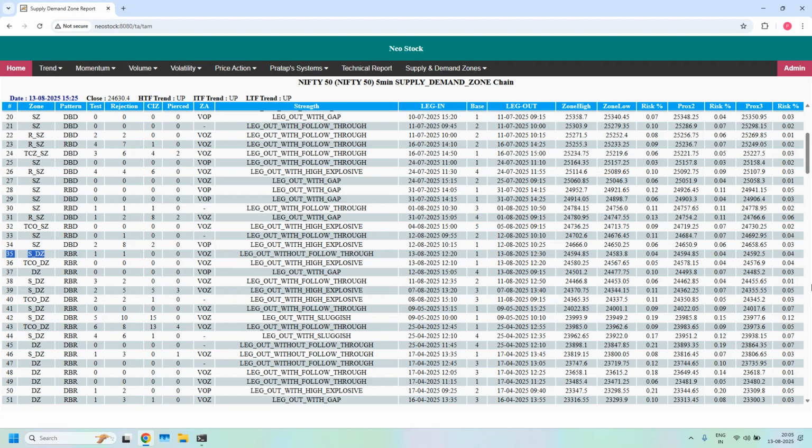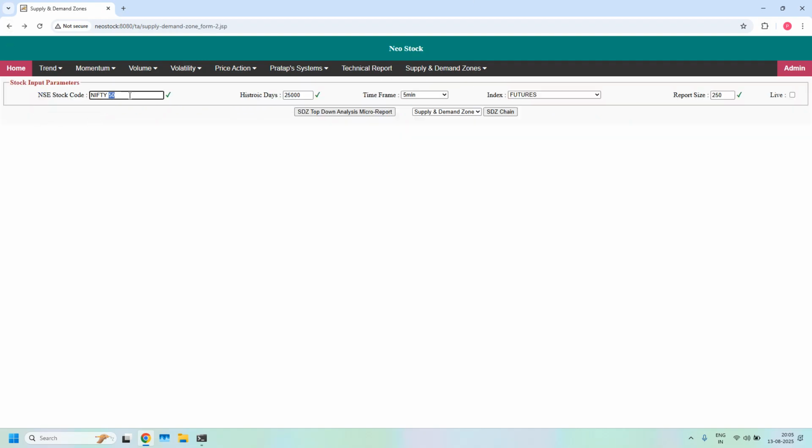We have completed Nifty supply demand zone chain generation. Next, I will generate Bank Nifty supply demand zone chain report. I'm going back, changing the name to Nifty Bank. That is nothing but Bank Nifty. And starting with monthly time frame, generating monthly supply demand zone chain for Bank Nifty.